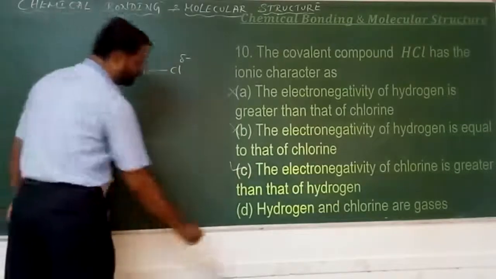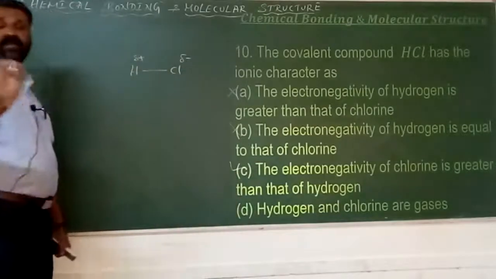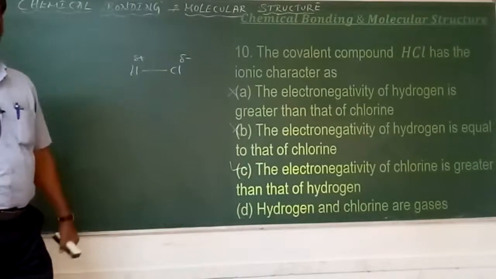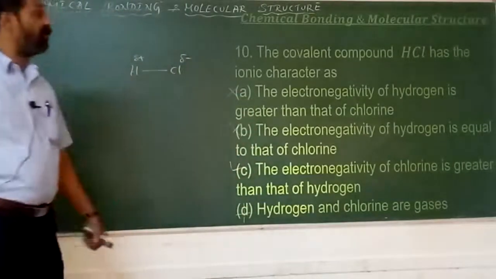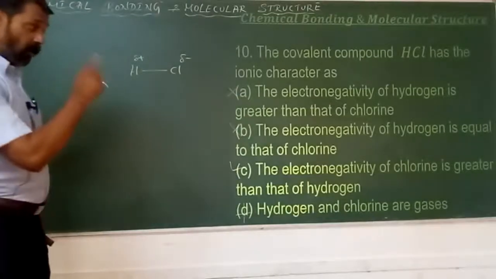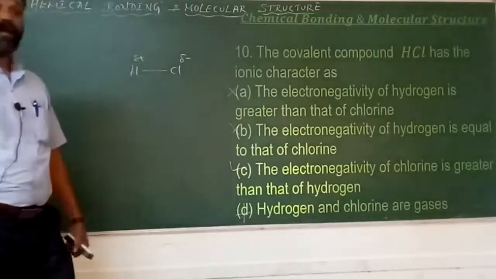Hydrogen and chlorine are gases, of course, but that doesn't decide the covalent character. Therefore, the most probable option is that the electronegativity of chlorine is always greater than that of hydrogen. Okay.